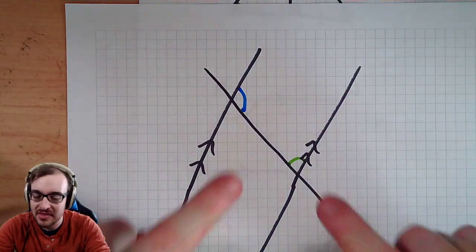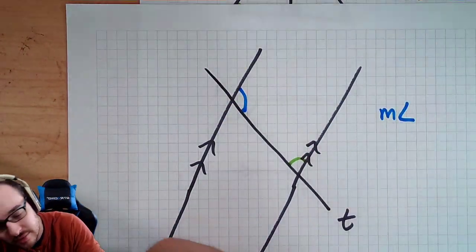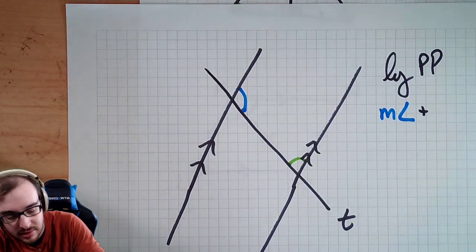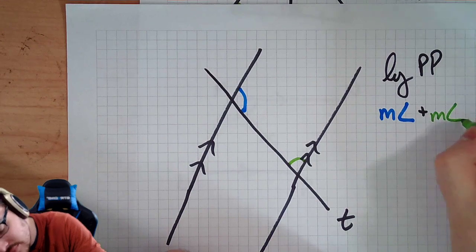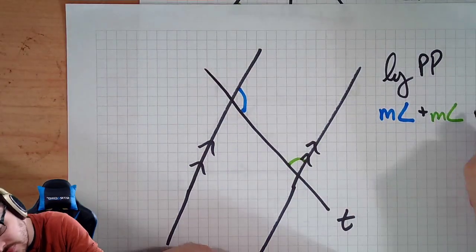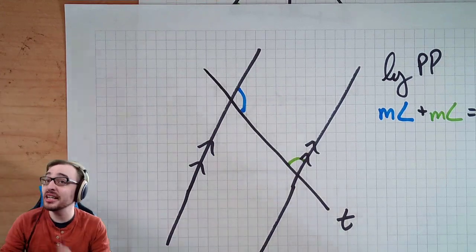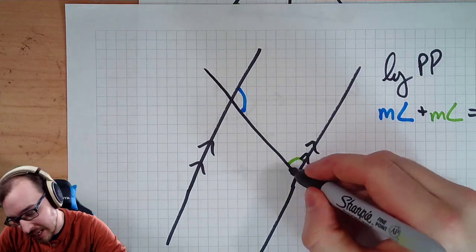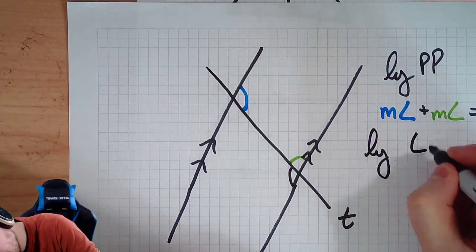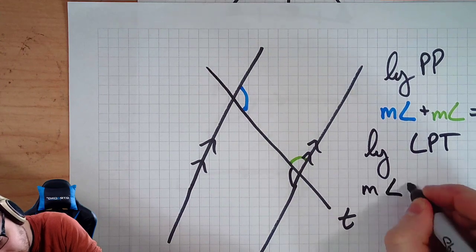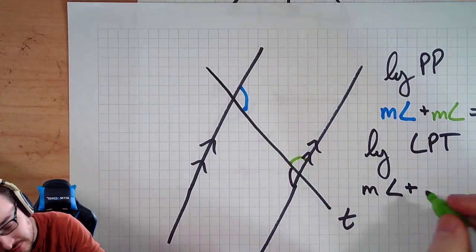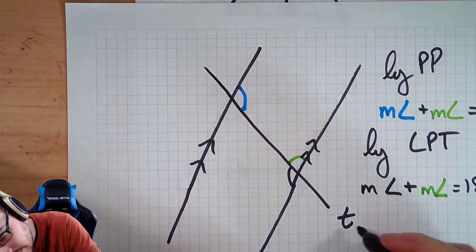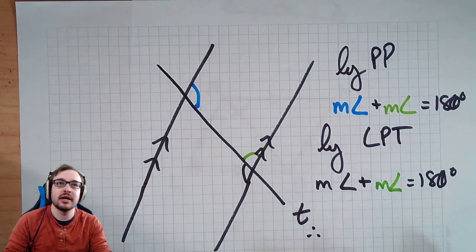Well, if I know that these two add to 180 by the parallel postulate, by PP, we know that those add to 180. And by linear pair theorem, since it's a straight line, these have to add to 180. Let's call that the black angle, the angle we don't know. So by linear pair theorem, the black angle and the green angle must be 180. Therefore, what? Let me pull this back.